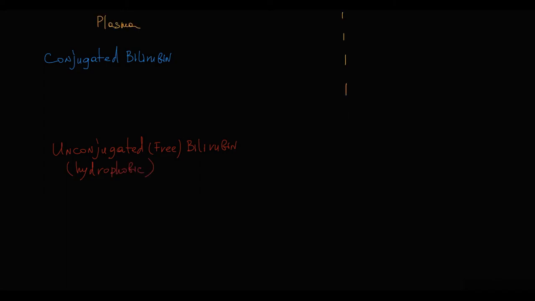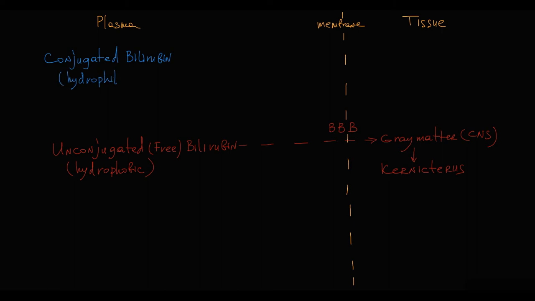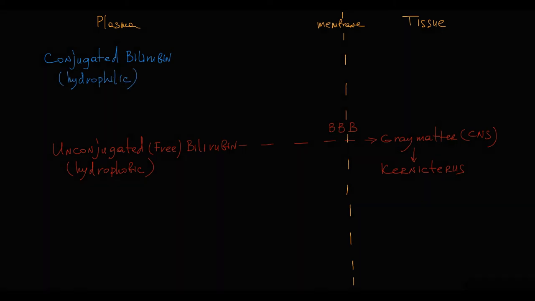A high yield example is the difference between conjugated and unconjugated bilirubin. Recall that unconjugated bilirubin is a hydrophobic molecule, and because of that, it can easily penetrate through any cell membranes into different tissues. For example, it can cross the blood-brain barrier and diffuse into gray matter in the central nervous system with development of kernicterus. In contrast to this, conjugated bilirubin has a polar region that gives this molecule hydrophilic properties that makes this molecule more safe, because now this molecule cannot freely diffuse into tissues.